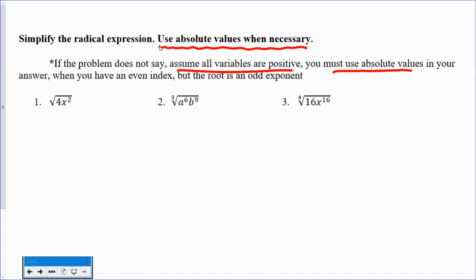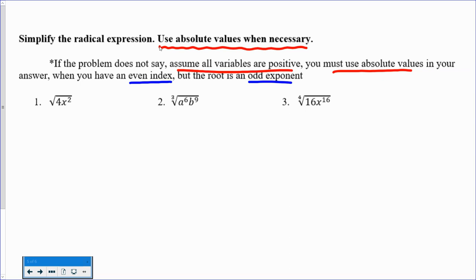They start to say tomorrow and the next day, they'll tell you that you can assume they're positive and you can ignore and not have to do anything with absolute values. But all the ones I believe in your homework, if I remember when I looked at it, want you to use absolute values. So we use those when you start out with an even index, but once you take the root, it is an odd exponent.